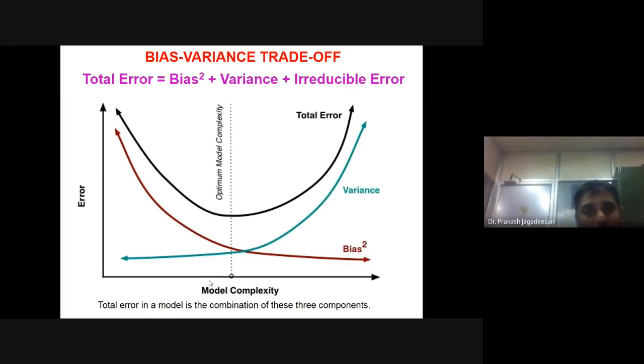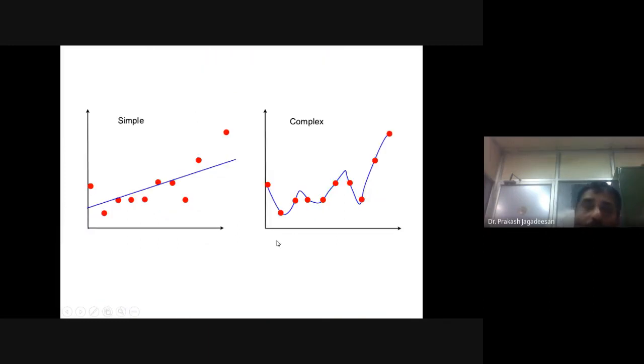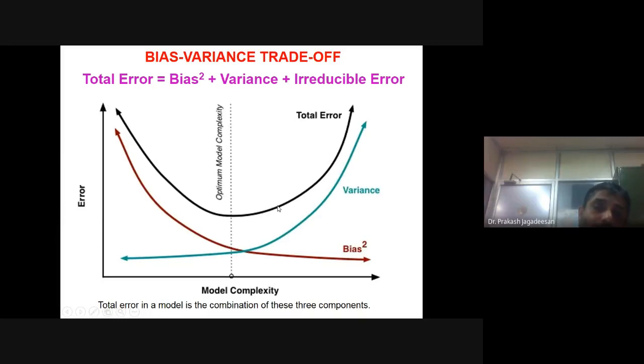As a result, what will happen? If you increase the complexity of the model, the bias will reduce. So you can reduce the bias by increasing the model complexity. But on the other hand, the variance will increase. So the important part everyone should know is that bias squared, the first component, will reduce, but the variance will increase. As a result, your total error will increase.